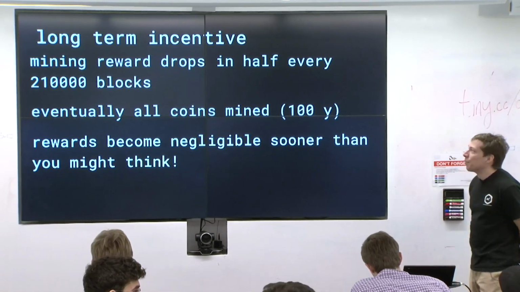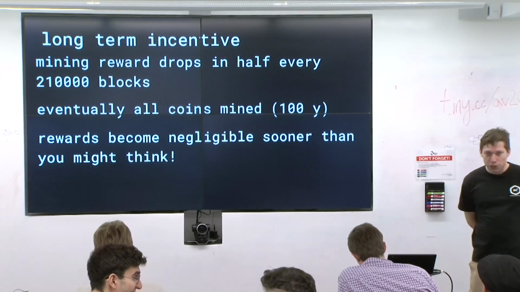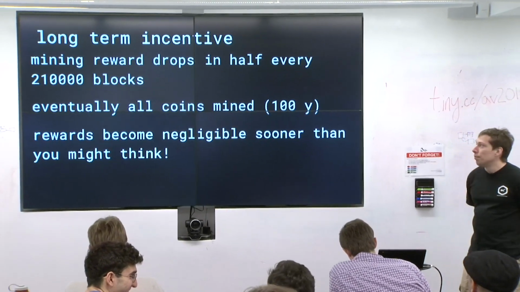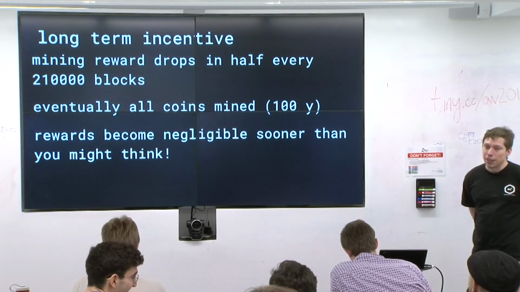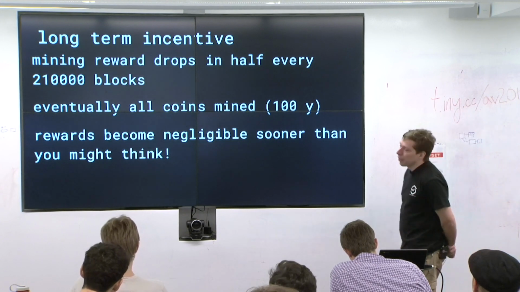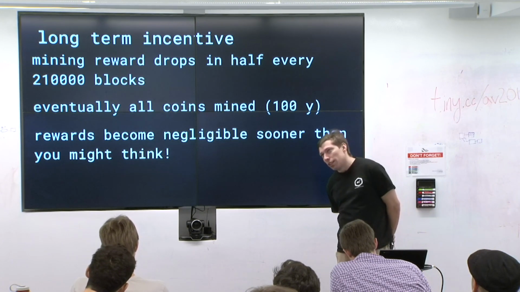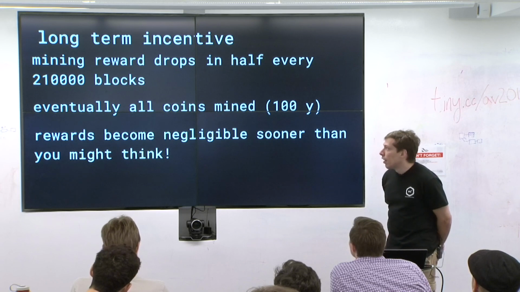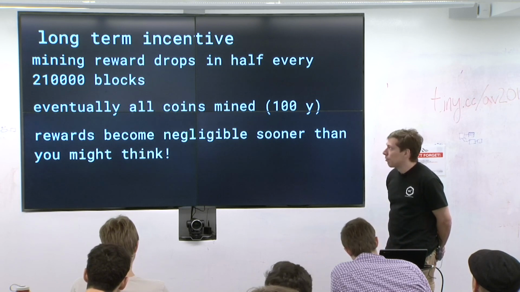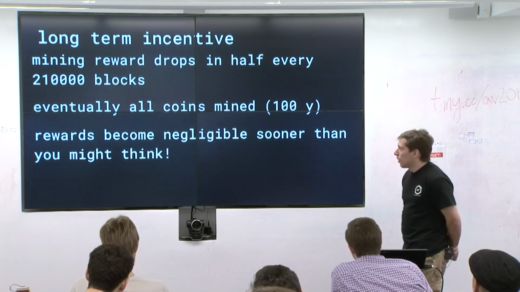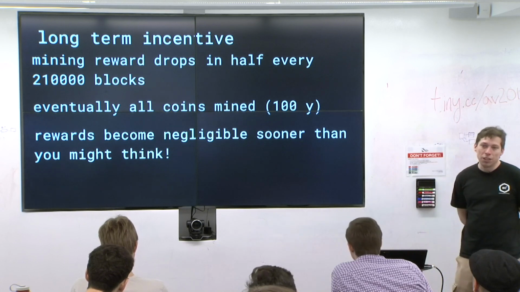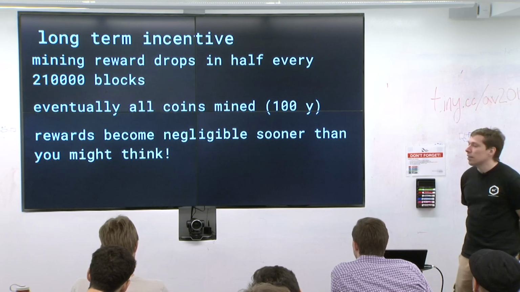Anyway, the mining reward drops in half every 4 years approximately. And eventually, all the coins are mined. So it's dropped in half twice, right? First it was 50 coins a block, then 25, now it's 12 and a half. In 2 years, it's going to be 6.25 or something. So eventually, all the coins are gone. You mined them all. That takes 100 years.